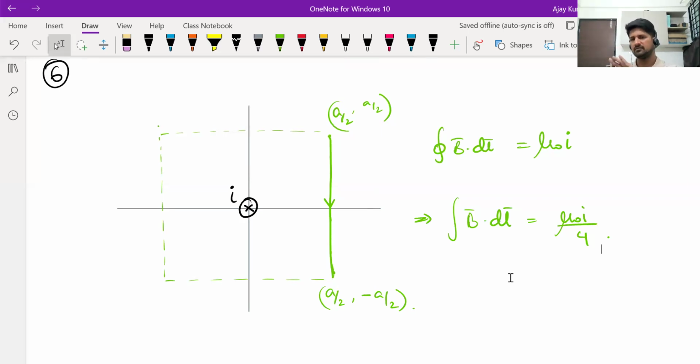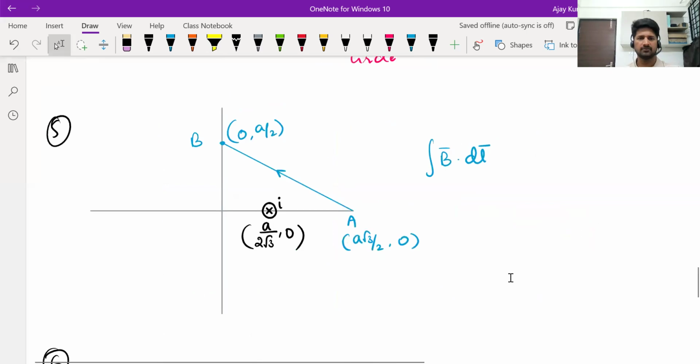After that, the rest of the chapter is about what happens to a charge which moves in a magnetic field. Okay, what kind of forces it experiences, how it moves and all. So, okay. So I'll send you a worksheet with some questions, this 5th question and some other questions also, which are based on application of Ampere's law.